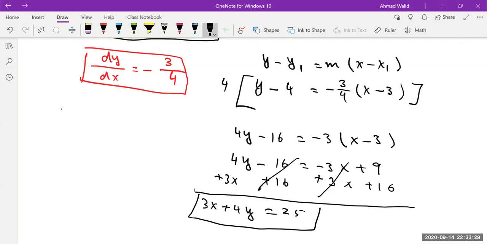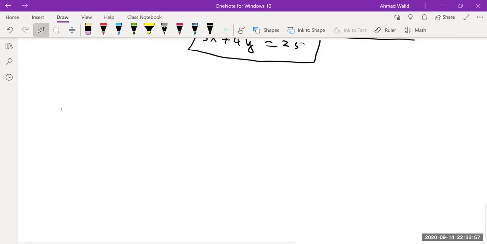Believe me, if you use a graphing calculator, or if you are really good at sketching graphs, and you sketch the graph of the given equation, x squared plus y squared equals 25, and you sketch this line, 3x plus 4y equals 25, you will see your line is just touching the circle at the point 3, 4. Correct? Do you want more examples? Let's do one more.